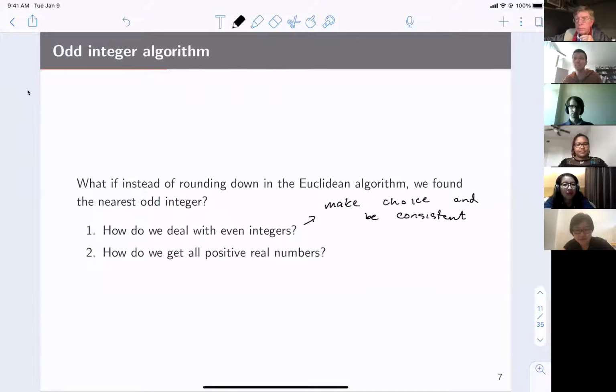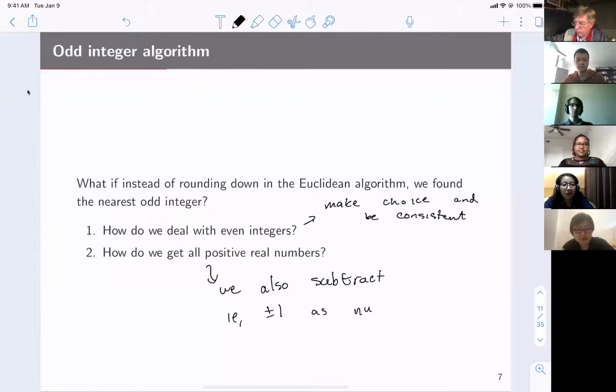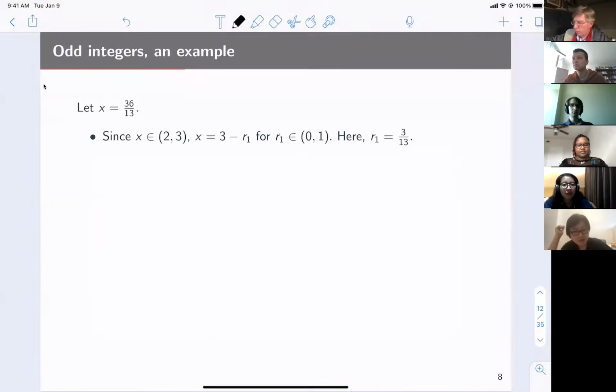And then how do we get all positive real numbers? This one's a little bit easier to fix. Here we just say we can also subtract errors, which means plus or minus 1 as numerators. So let's look at an example, because I think that's going to be the best way to do this.